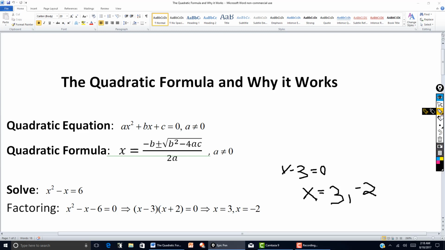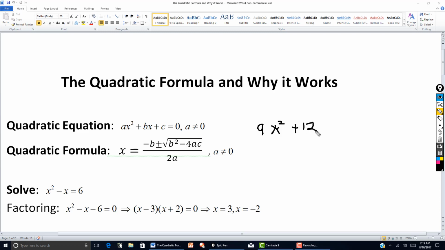The next method is the method of completing the square. So let's look at what a perfect square trinomial is. A perfect square trinomial is one that's the square of a binomial. As an example, let's look at 9x squared plus 12x plus 4.